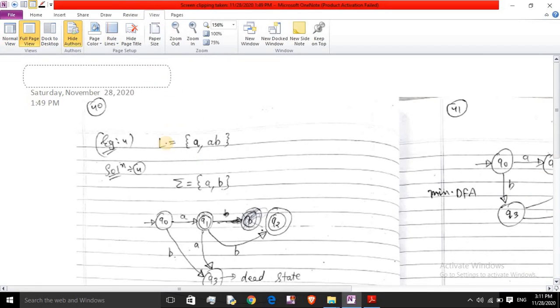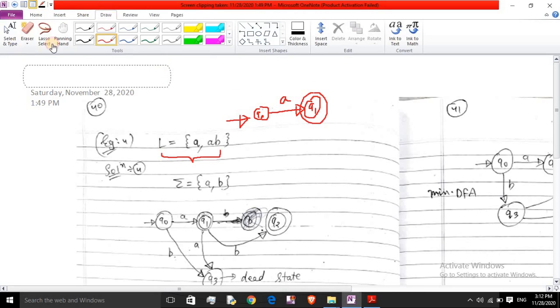Now look at here. This is the language given to us, AB. How are we going to draw its finite automata? This will be our initial state, which is Q naught. On moving A, it is accepting a word called A. So on seeing this input symbol, we will transit from state Q0 to Q1. Then this is also our final state.